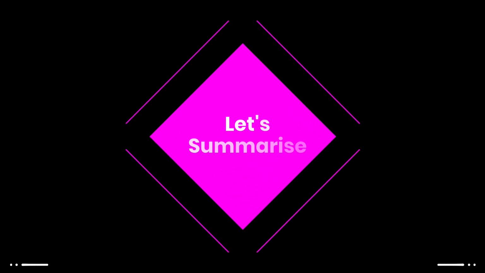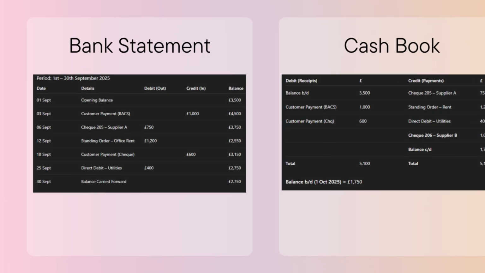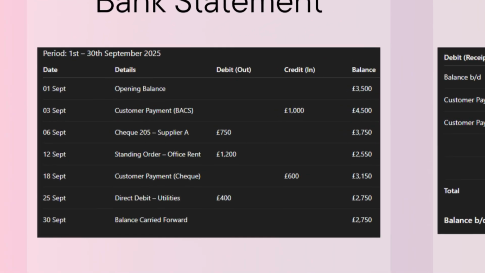So from the bank's point of view, when we look at the bank statement, when you deposit money, the bank credits your account. In other words, that's a liability. It's going to show up on the right-hand side. When you withdraw or spend money, the bank debits your account. So debits show up on the left side, as you can see here. So I hope that made sense.